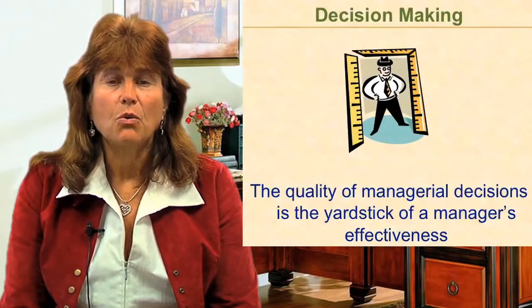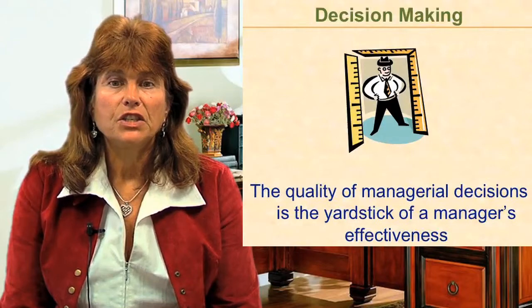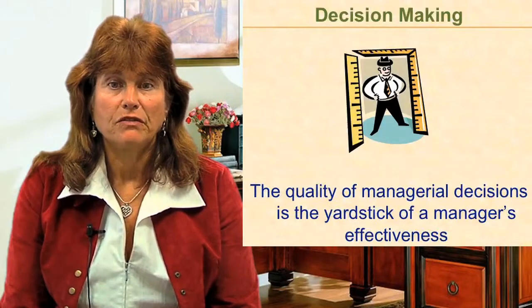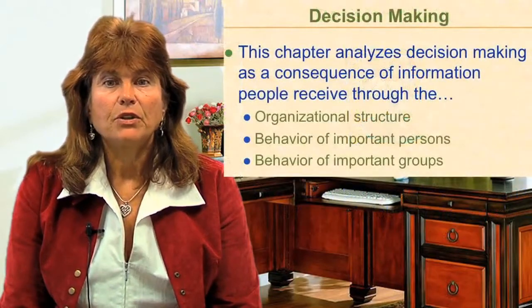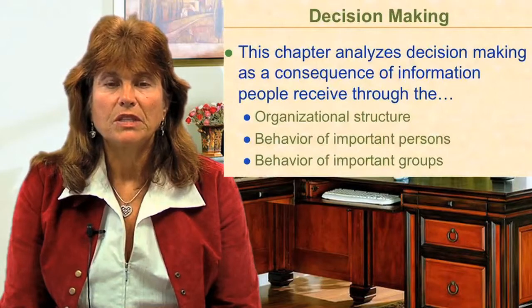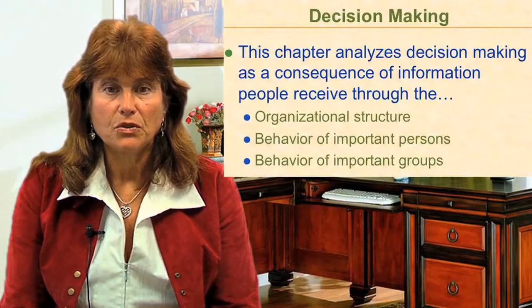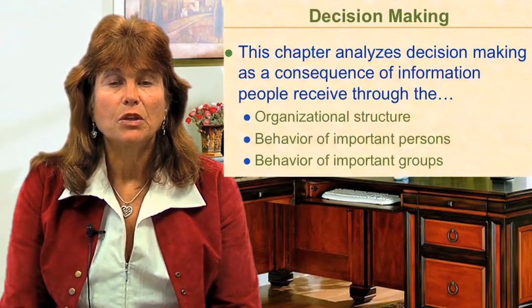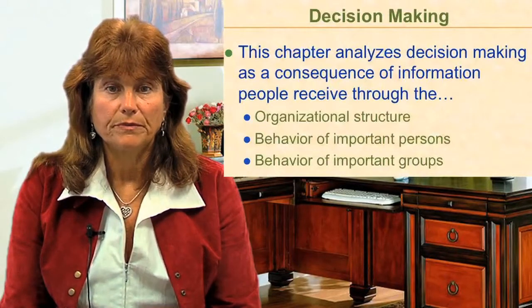Decision making is the quality of the decisions made by the manager, and it's the yardstick measuring a manager's effectiveness. This chapter analyzes decision making as a consequence of information people receive through the organizational structures, the behavior of people who are considered important in the organization, and the behavior of the groups that are considered important.